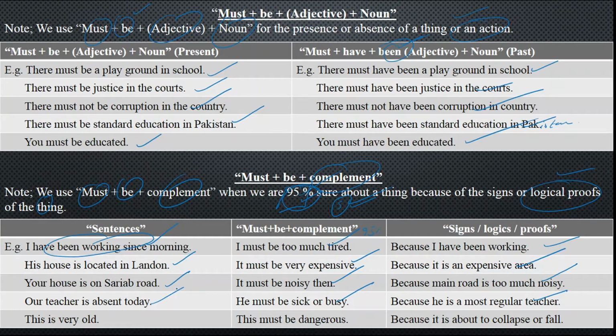Next, this is very old. This must be dangerous because it is about to collapse or fall. Why? When you go to an area, you can see the tiers and the girders, and they are not in good condition. You say it is very old, it must be dangerous. Now 95% your prediction has indication that it is dangerous because it may collapse or fall.